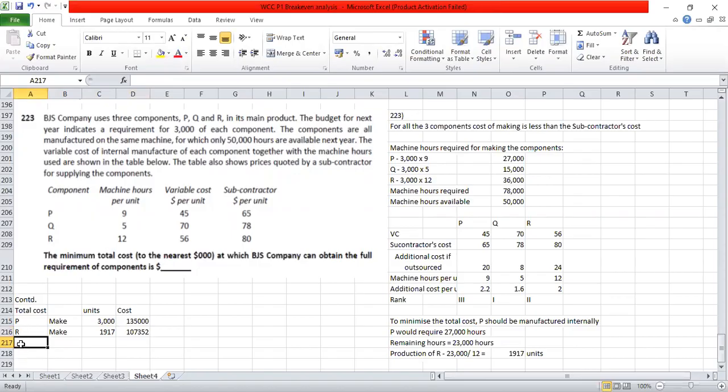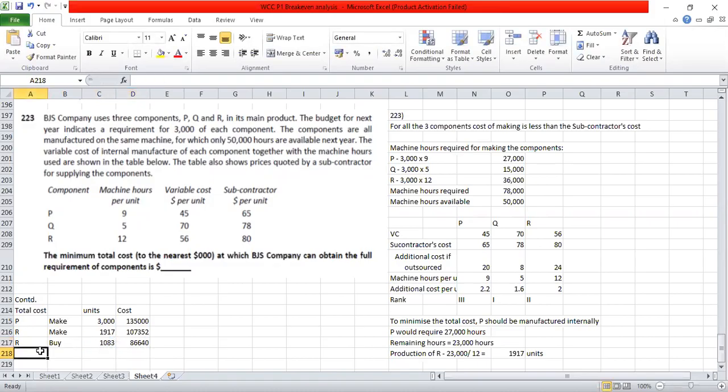How many in total should be made? 3,000. Each of these components should be 3,000 components. That's given in the second line. So those also have to be made available. If only 1,917 is internally made, the rest have to be acquired from the subcontractor. So how many will be acquired from the subcontractor? 3,000 minus 1,917, so 1,083. When 1,083 has to be bought, it is 1,083 into the subcontractor's cost of 80.